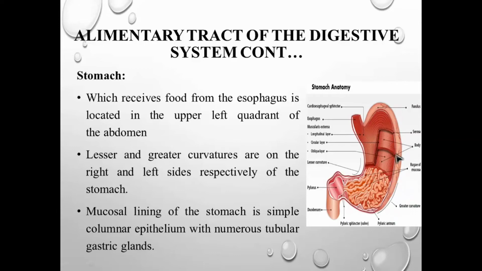This is the greater curvature and this is the lesser curvature. Then the oblique layer. These are only muscular extremities. The esophagus has muscular extremities. Then we are going to the cardiac esophageal sphincter.